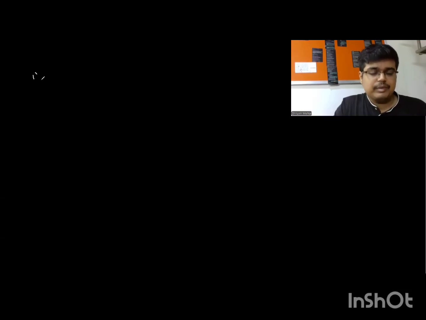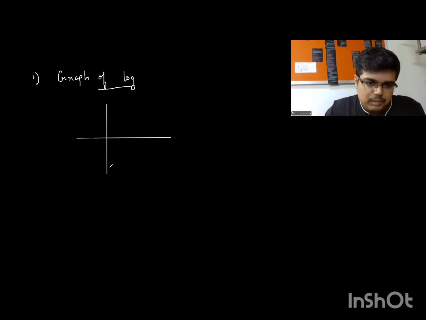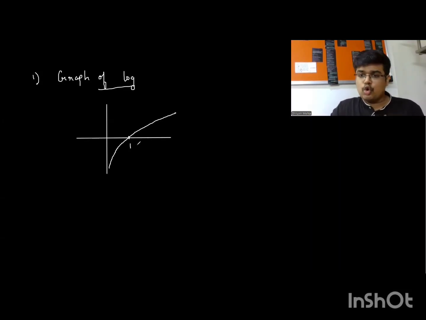The first one that we have is the graph of log function. I hope you already know this. You have come across this in grade 11th. And if you already know, the graph of log function is a curve something like this. The point on the x-axis is 1 because log of 1 is always 0. So I hope you already know this graph of log function.